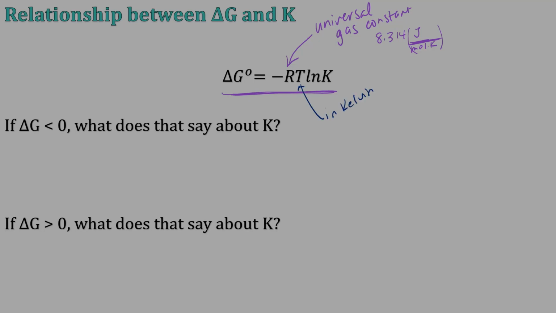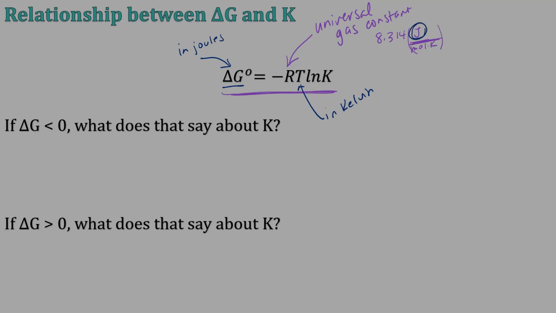And remember, K's are unitless, and so it's just the natural log of K. It's just a button on your calculator. It's the natural log button. And delta G would then have to be in joules in this equation because our R is in joules.